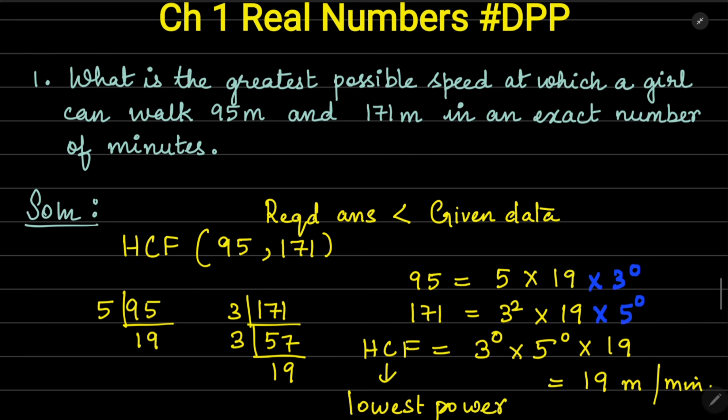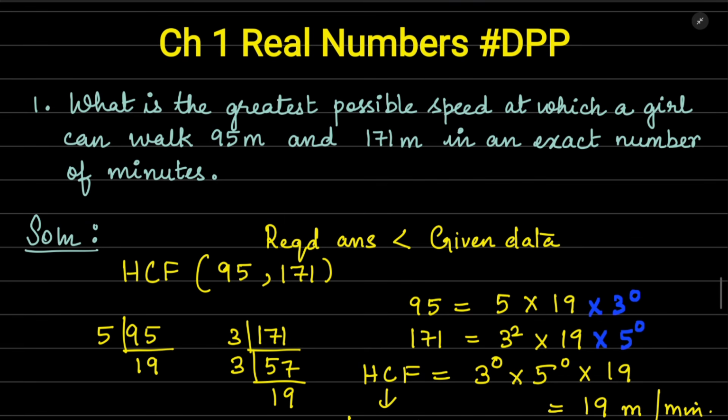Okay. So always remember, whenever you are asked to find the greatest possible of 2 or 3 numbers, then you'll have to determine the HCF, or the highest common factor.